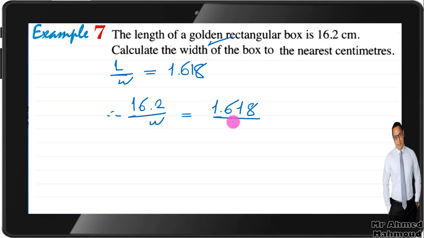Okay, this ratio is over 1, so the width equals 16.2 times 1 over 1.618, which equals approximately 13.869 and so on. But he asked for the nearest centimeter. Centimeter means a whole number, so the unit digit here is 3. The digit next to 3 is strong, and the strong digit adds 1 to the unit, so it will be 14, and we ignore the numbers after the point. Okay.